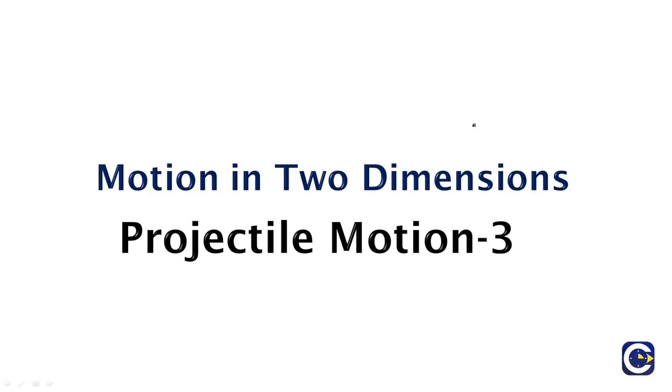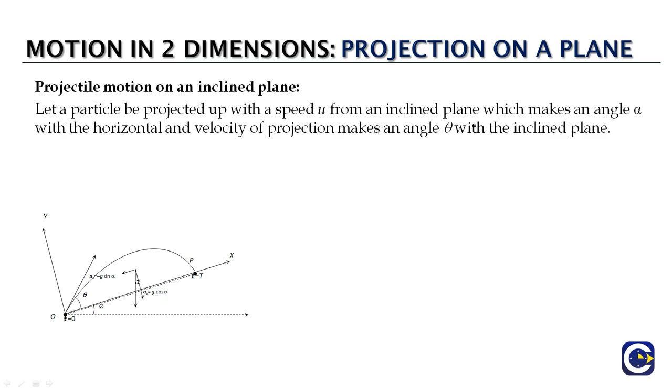Hello everyone. In this video we look at the special case of an oblique projectile, which is the projectile on an inclined plane. Say an object is projected with a speed u from an inclined plane which is making an angle alpha with the horizontal. The angle of projection is theta with respect to the inclined plane. So here the angle made by the projectile with the inclined plane is theta.